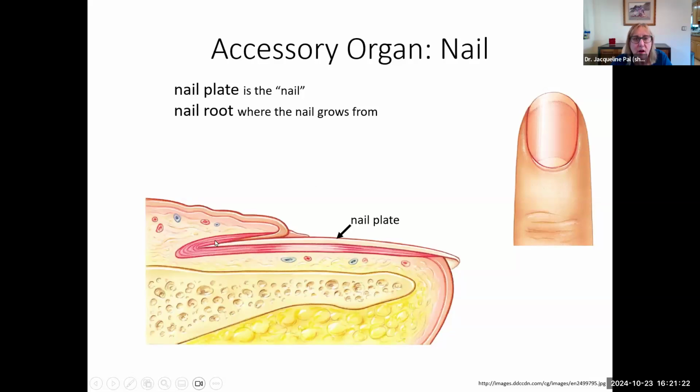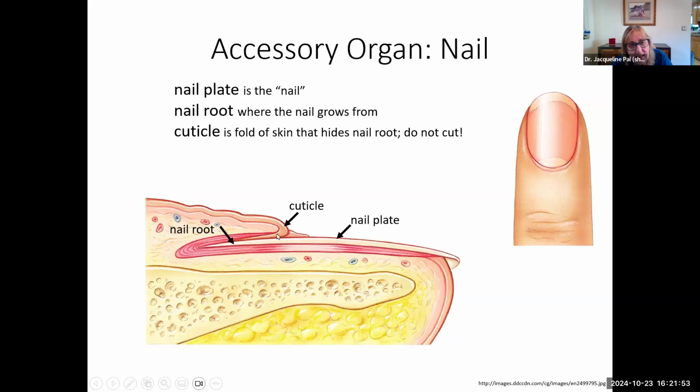Where the nail plate grows from is the nail root, which kind of makes sense. A tree grows from its roots. The nail grows from its root. And notice that the root is underneath epidermis and dermis and is actually in subcutaneous tissue. Now, the cuticle is actually a fold of skin that is hiding the nail root. So this is the cuticle. So the cuticle is epidermis. And then the cuticle sticks to the nail plate as the nail plate grows out.